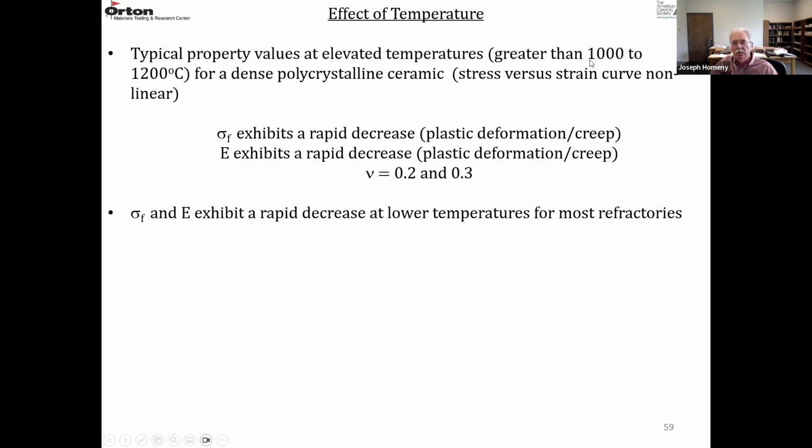So if you go to temperatures greater than 1,000 or 1,200 degrees C for a dense polycrystalline ceramic, now these stress strain curves are becoming nonlinear. That's because there's some plastic deformation taking place, maybe some creep taking place. So strength falls off rapidly, the elastic modulus falls off rapidly, but Poisson's ratio is still going to be about the same, 0.2 to about 0.3. So strength and modulus for a refractory material is going to decrease more rapidly and at lower temperatures than for polycrystalline ceramics.